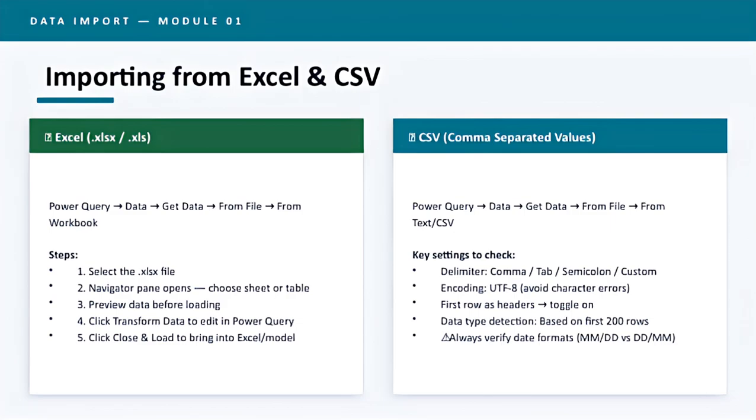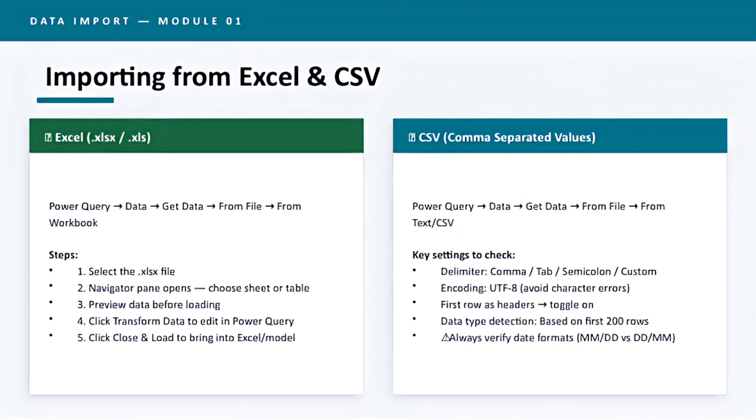Next, set the encoding to UTF-8 to avoid any character errors, especially if your data includes special characters. Also, ensure that the first row is toggled on as headers, so your column names are correctly recognized. Power Query detects data types based on the first 200 rows, but always double-check, especially for dates, because formats like DD versus DDMM can cause issues.